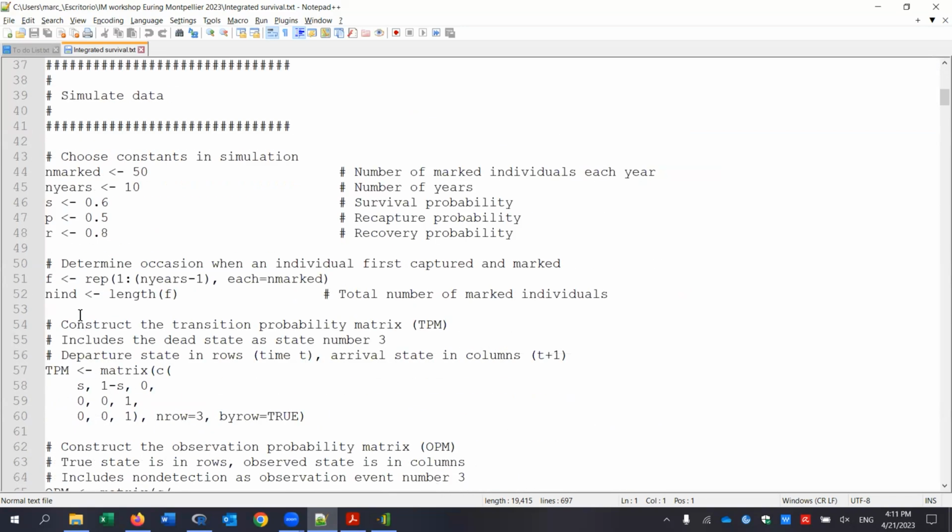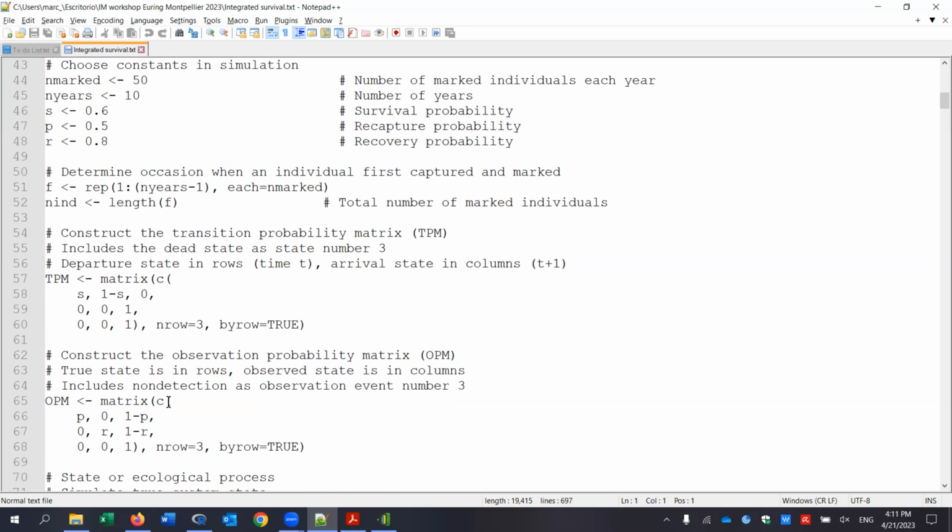Right, and then what else? I work here with a simulated data set. We simulate over 10 years. We assume that every year 50 individuals are newly released and marked. We have a survival probability of 0.6, a recapture probability of 0.5, and then also a dead recovery probability of 0.8. So you see, we simulate one data set which includes capture, recapture, and also dead recovery probabilities.